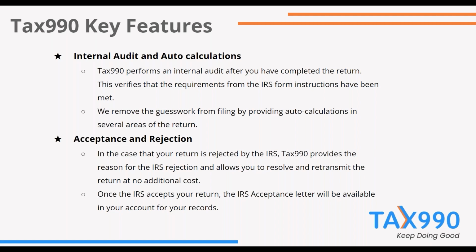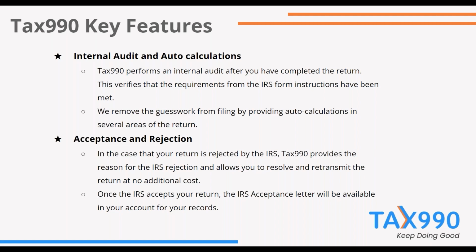We also provide the auto calculations, which helps remove the guesswork from filing by calculating several areas of the return. For example, when you input all of your different categories of revenue, the total revenue will calculate accordingly.